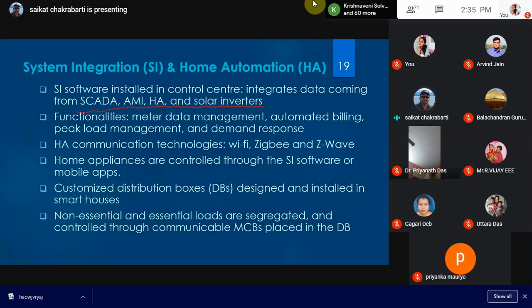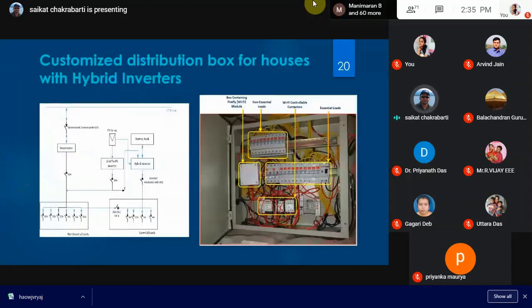Now, there were certain challenges within the houses when we went to install those home automation devices. We figured that the existing distribution box would not work. So we had to replace the distribution boxes and segregate the essential and non-essential loads. Okay. So the figure that you see here is the customized distribution box for individual houses, and the scheme that you see is our solar PV integration scheme, both for hybrid inverter and grid tie inverters.